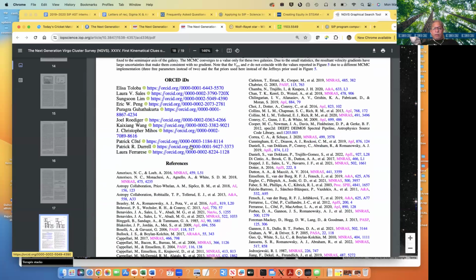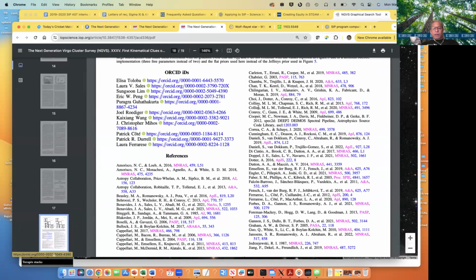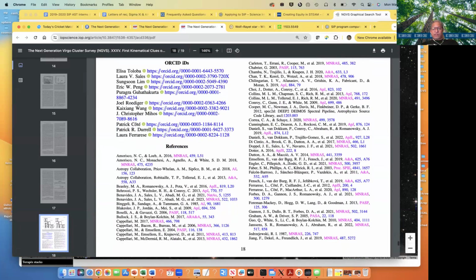Anyway, as in every paper, I should point out this thing called ORCID IDs. Each of us, because we've all been publishing for a while, has a number associated with ourselves, because you can have two people with very similar first names and last names. So these IDs are unique identifiers. If you want to search for a person's papers, you could search for them by that ID.